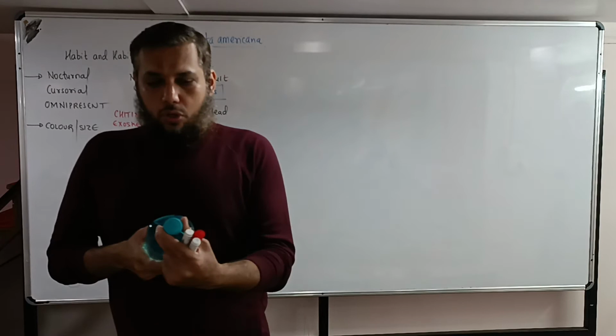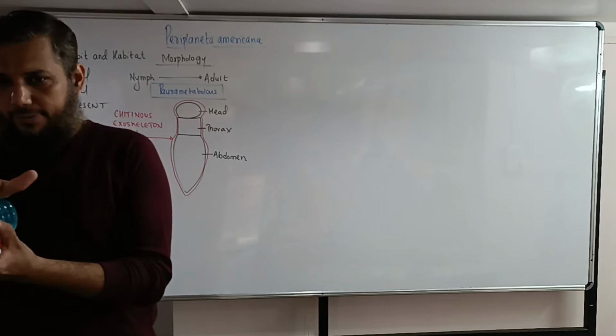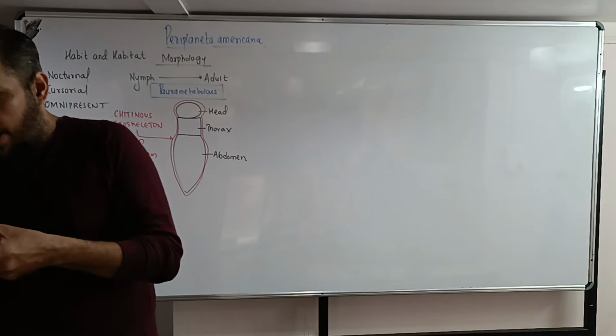So, if you are looking at a cockroach, this is its dorsal side. This is its ventral side. The whole thing is covered by exoskeleton.